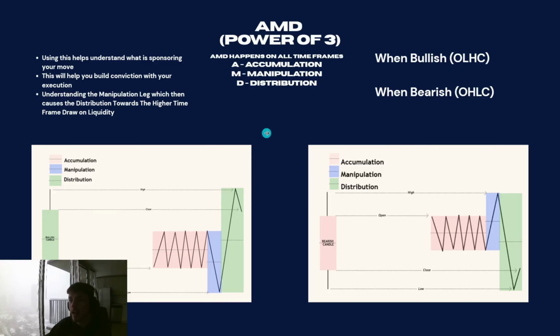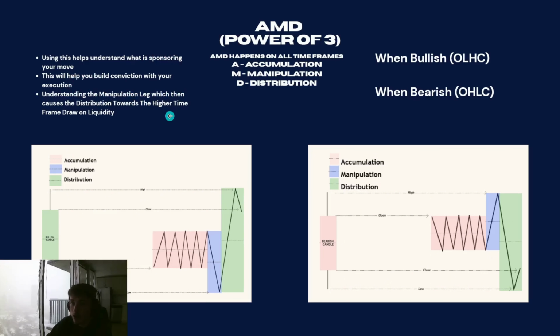So understanding AMD is very, very important. And AMD happens on all time frames. The A stands for accumulation, M stands for manipulation, and D stands for distribution. Higher time frame holds higher power, but within every single candle, there is an AMD model. Understanding this AMD model will help you understand what is sponsoring your move. Why should we go higher? Why should we go lower? And this will help you build conviction within your execution.